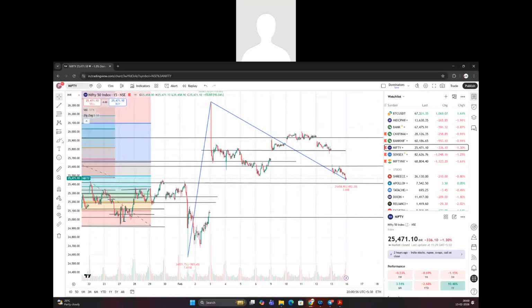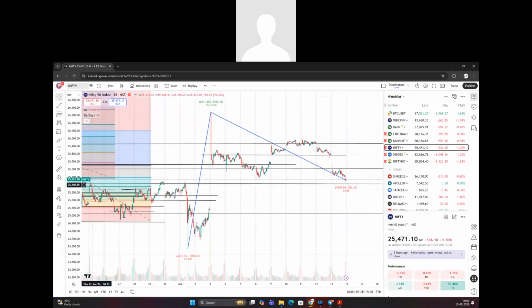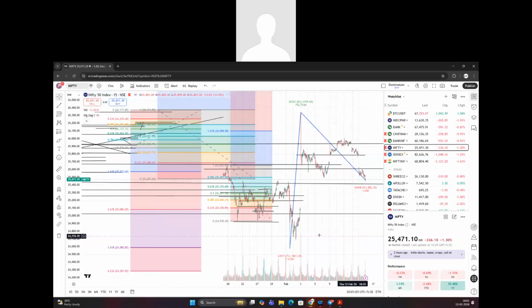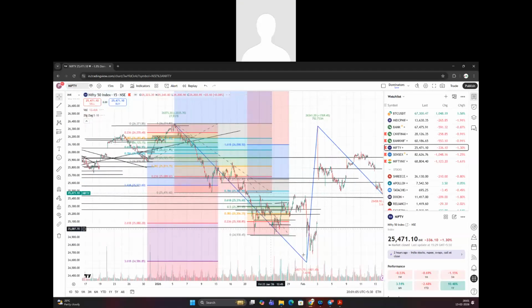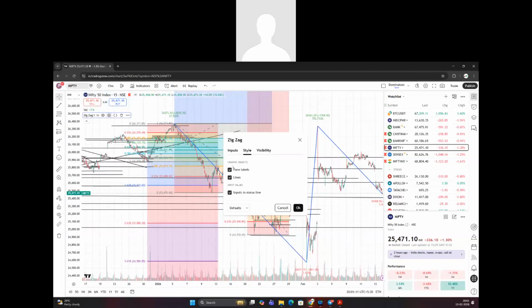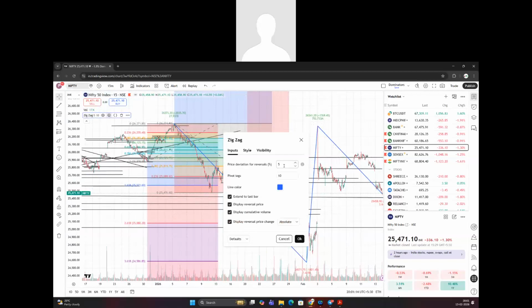So this shows where exactly is the reversal. Where exactly is the reversal? It automatically plots. So it has its own settings. So you just have to see. This is the price deviation for reversal, percentage 5%, pivot leg at 10.